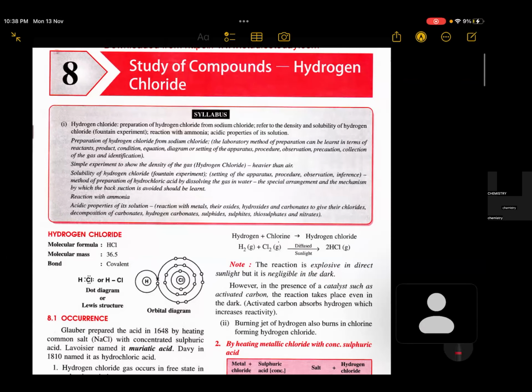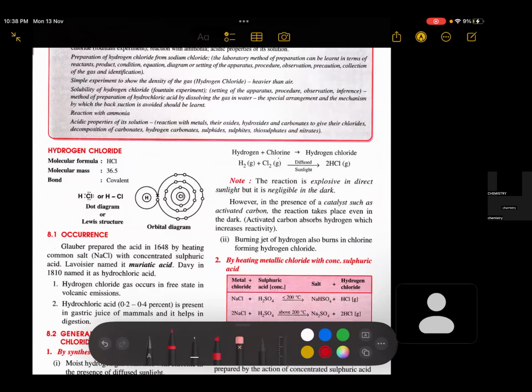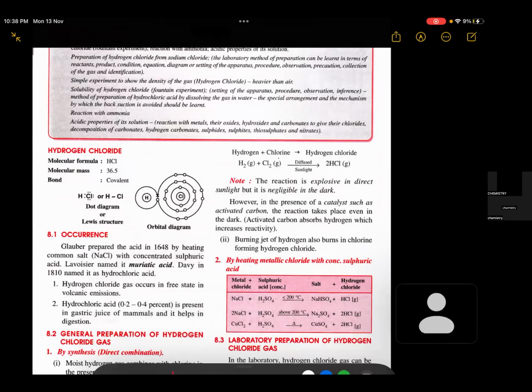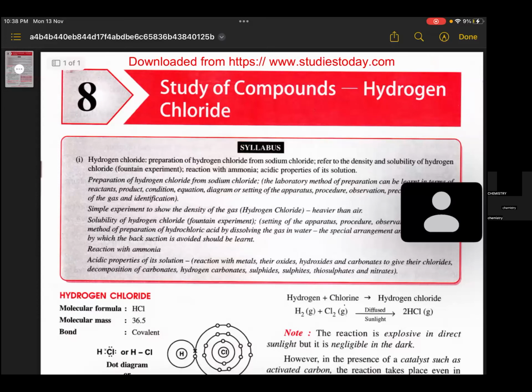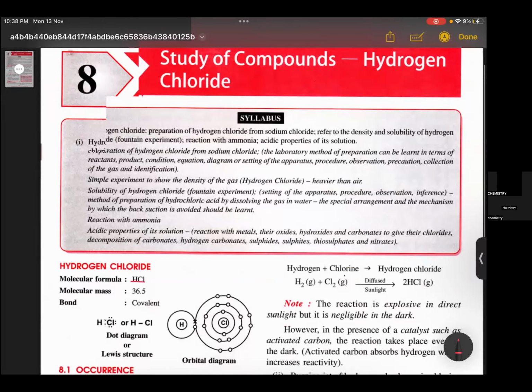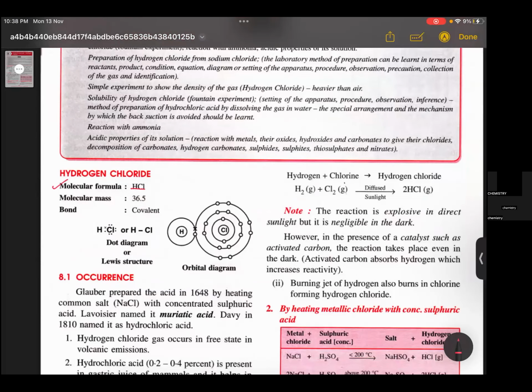Now to begin with, we all know that the molecular formula of hydrogen chloride is HCl. So this is the first thing that we need to mark. The molecular formula of HCl. Just give me a minute. This is not working. This is the first thing. So we need to know the molecular formula. You got to know the molecular mass.